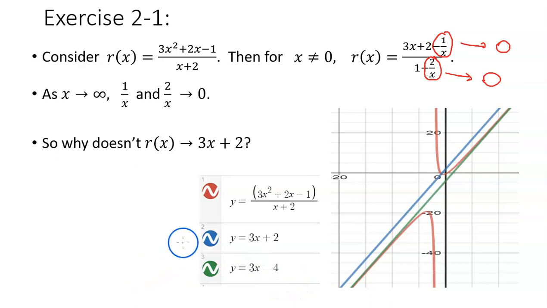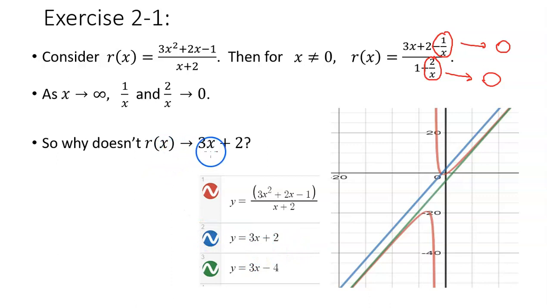So pause the video and have a go at answering this. Note that it's very easy to prove using polynomial division, but I would like an intuitive explanation as to why this thing doesn't go towards 3x plus 2 as x tends to infinity. Okay, let's work on this together now.